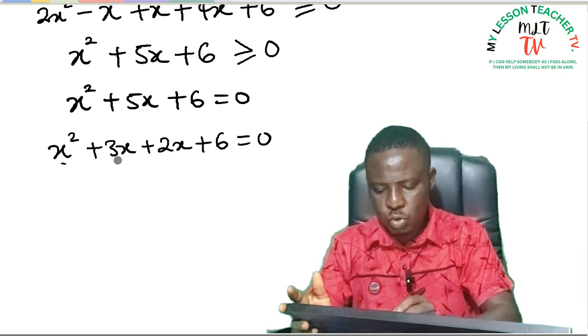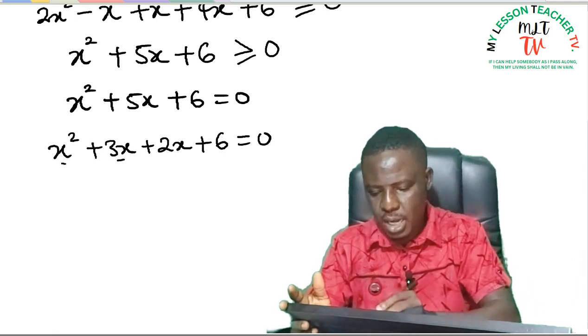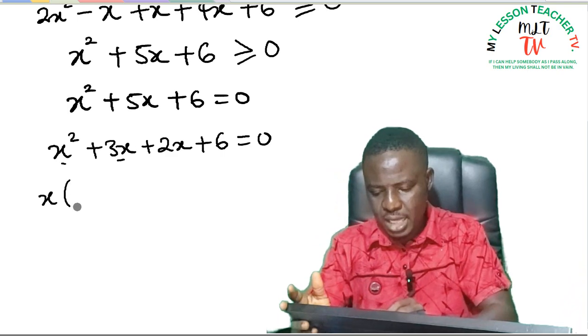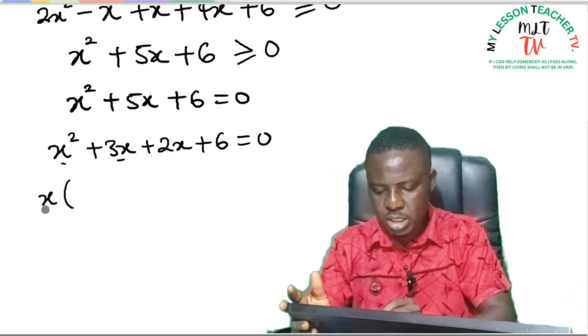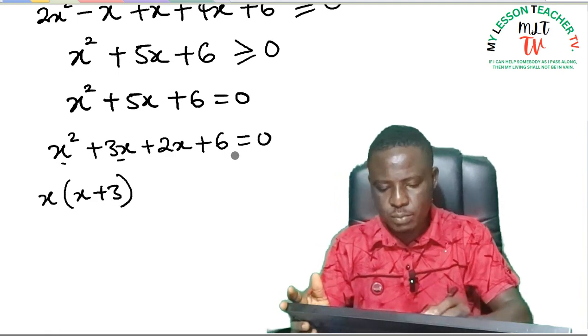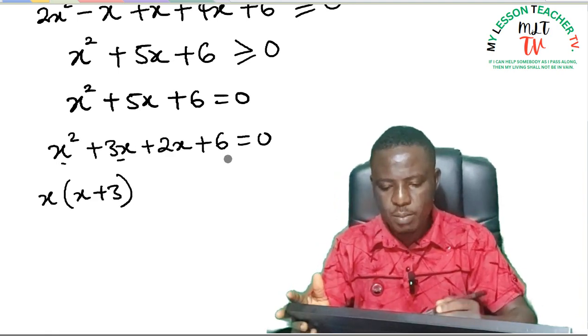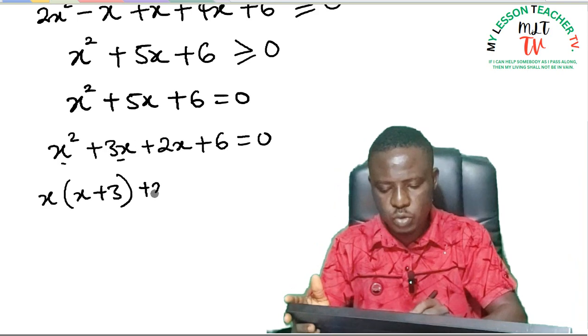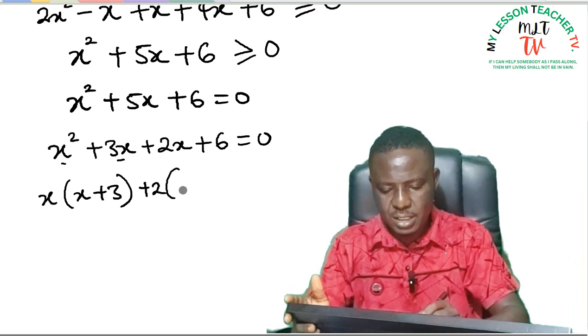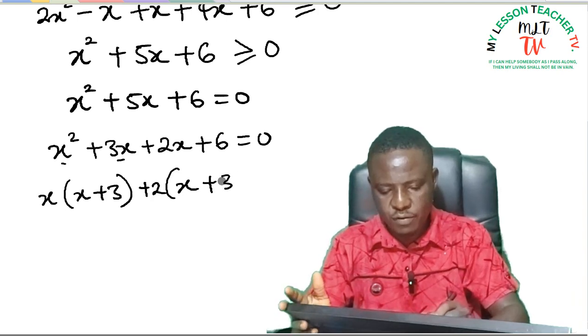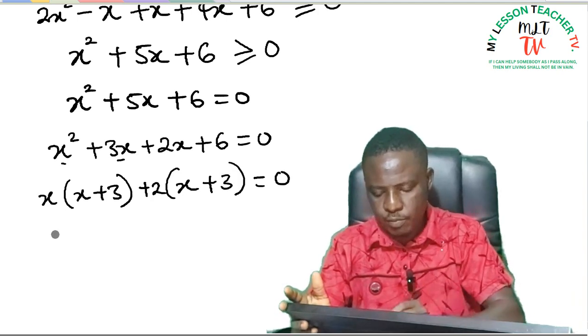Now factorize them in 2's. Look at the first two terms. What is common? x is common. So this becomes x into bracket. When you factorize out x, what is left? You have x plus 3. Do the same to the second term. Plus 2 is common. So we have plus 2 into bracket. Divide plus 2x by 2, you have x plus. Divide 6 by 2, you have 3, is equal to 0.